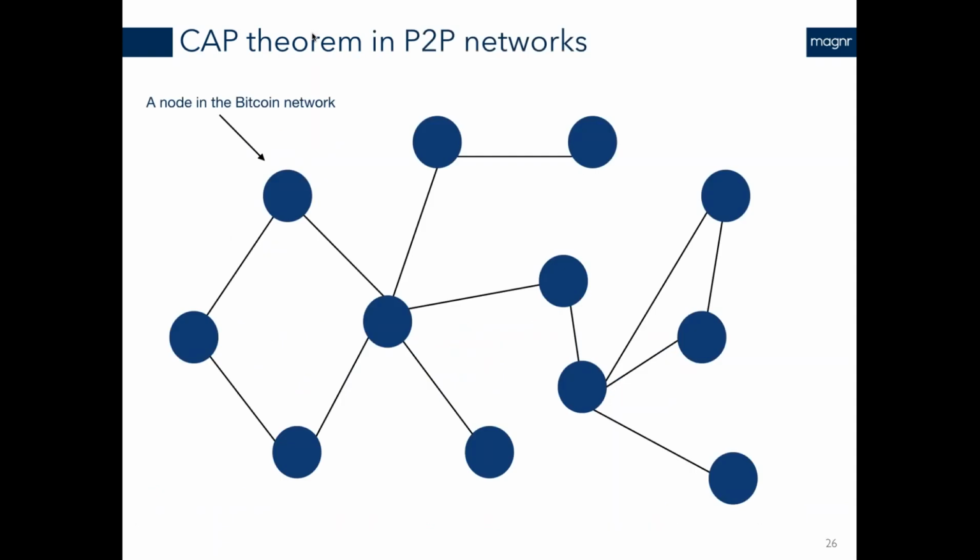So, CAP theorem in peer-to-peer networks. If I draw out a simple diagram of a peer-to-peer network, I'm just representing a Bitcoin network here. You have a series of internet-connected machines, be those mining machines or wallet clients, for example. And in fact, you could think about this as something like internet traffic routing, which follows the same kind of theory.